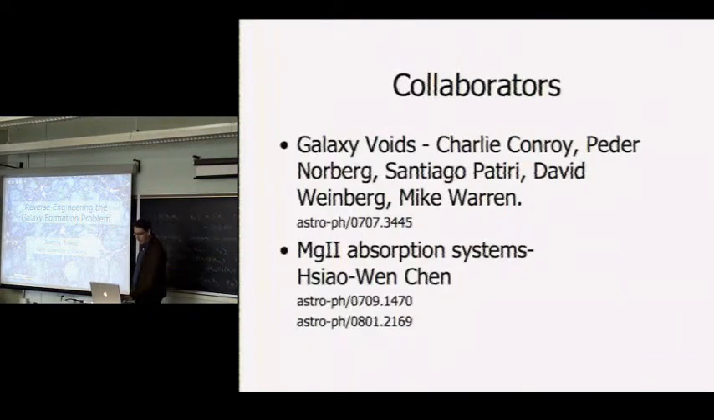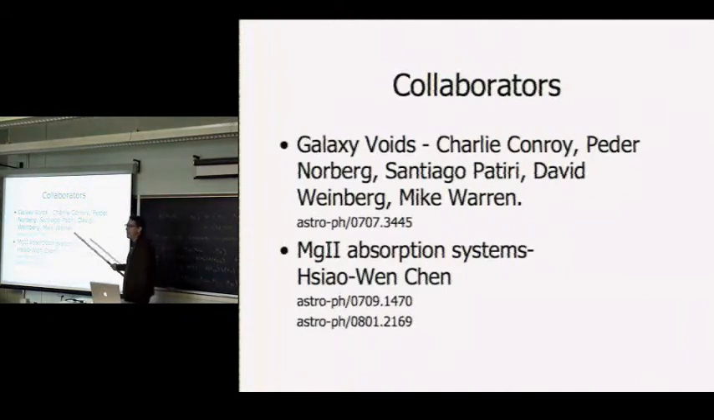So I am going to try and attempt to reverse engineer the galaxy formation problem. And I'm going to try to do it with the help of these people. The first half of my talk is going to be on the subject of galaxy voids, with these people, on a paper that was recently on the archive. And the second part of my talk, I'm going to take the same sort of techniques and apply it to magnesium-2 absorption systems. And these are two papers that I've recently done with Xiao and Chen, which you can find on the archive as recently as yesterday.